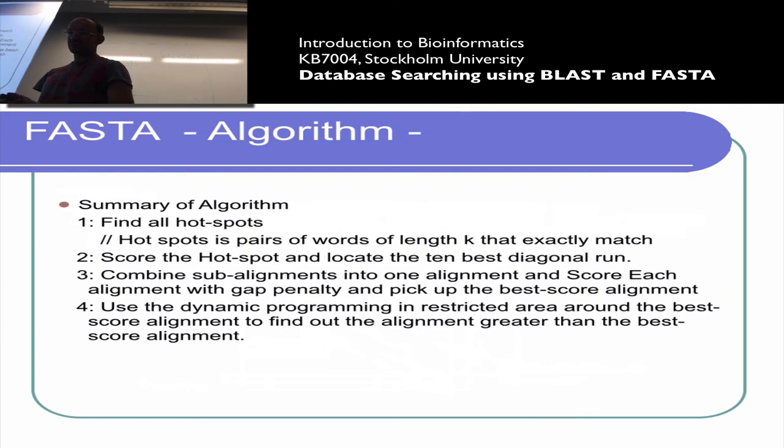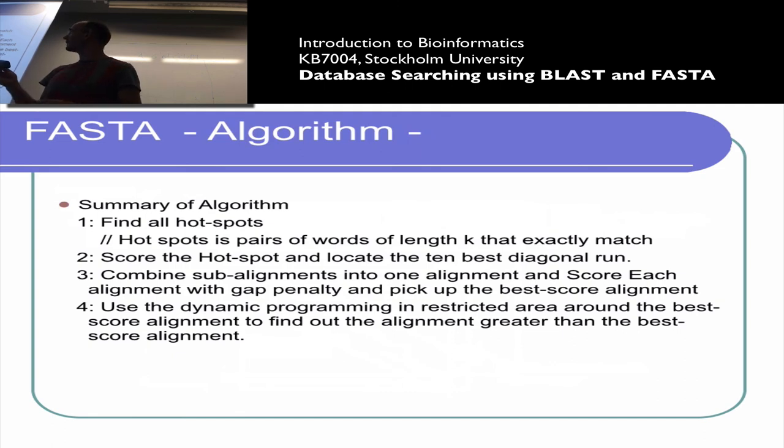So, a summary of this. You find all the hotspots, and a hotspot is a word of length k that exactly matches your query sequence. If I remember correctly, the default in proteins is 2, and the default in nucleotides is 6, so you need to have 6 matching steps, but that can be changed. Of course, the longer the match you require, the fewer matches you will find, and the more likely it is that you will miss your good hit, but of course it will be faster. So this is a balance.